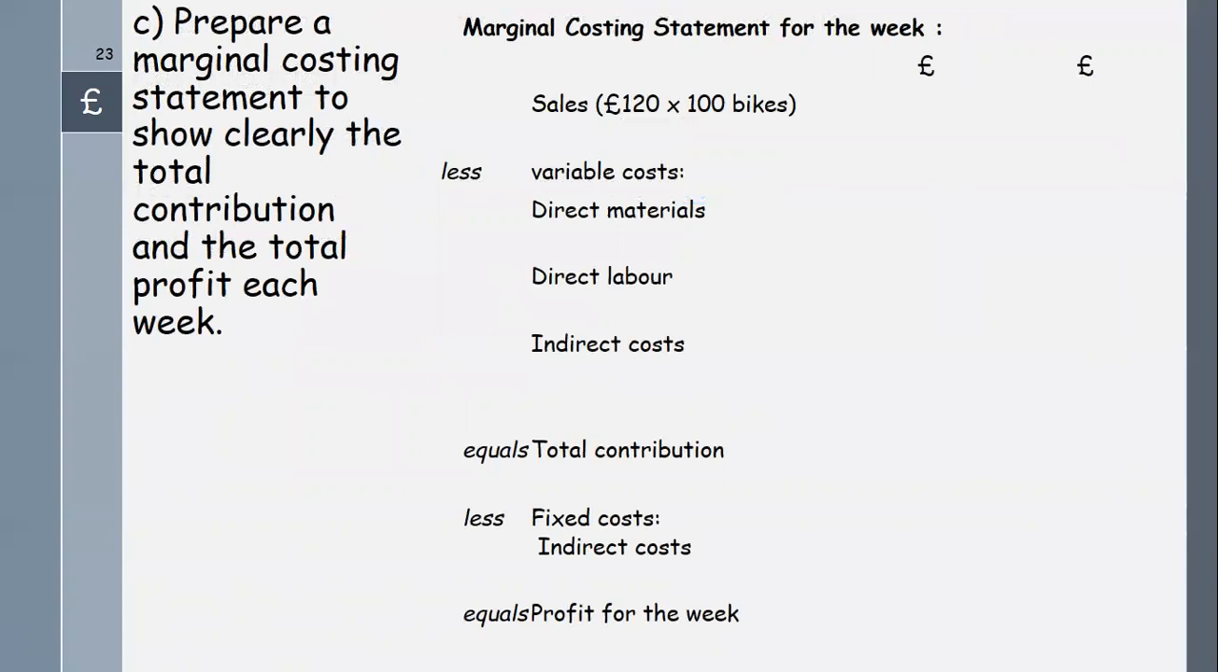And the final thing we want to do in the question is prepare a marginal costing statement to show clearly the total contribution and the total profit each week. So I'll give you the layout, and I want you to have a go so you can spot where the different numbers will go before I show you.